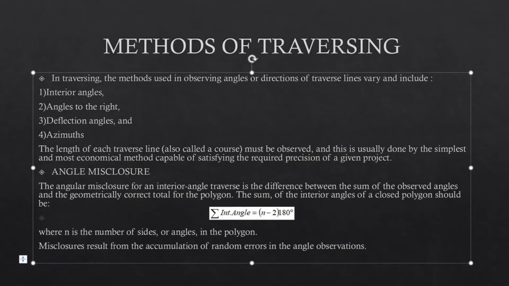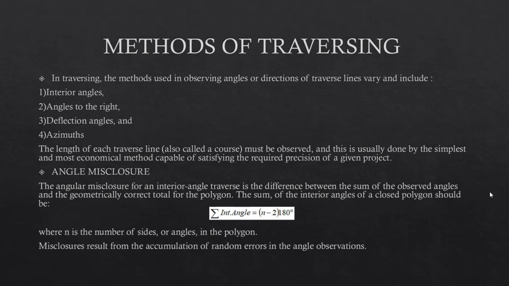So, sa methods of traversing. So, in traversing, the methods used in observing angles or direction of lines vary and include first, pwedeng given yung interior angle, pwedeng given din yung angles to the right, deflection angle, and azimuth. So, the length of each line, each traverse line, also called a course. So, sa mga problems usually yung tinatanong, determine the length of the course AB. So, kung sinabing ganun, ibig sabihin ang hinahanap nun is just traverse line AB.